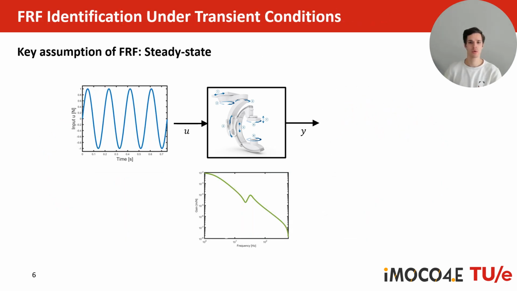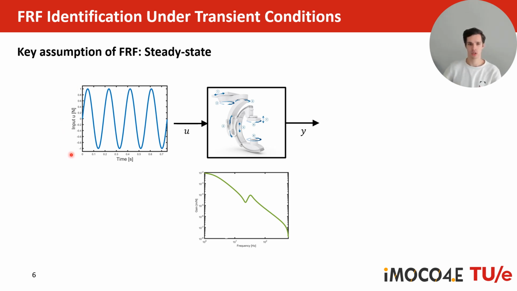So now let's take a look at frequency response function identification during transient condition. What I briefly showed on a previous slide is that one of the assumptions of the frequency response function is one frequency in and another frequency out. And this is typically also referred to as steady state.